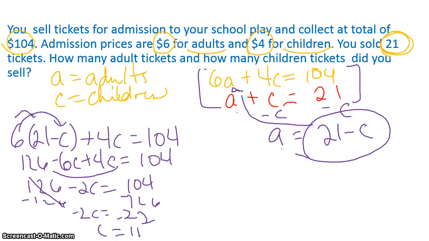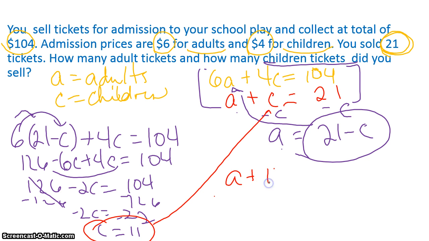Now we've found the children's tickets, so let's find the adult tickets. All we have to do at this point is take our children's tickets and sub it right back into that second equation. So I'm going to have A plus 11 equals 21, and then all we have to do is subtract that 11, and we're going to have adult tickets.